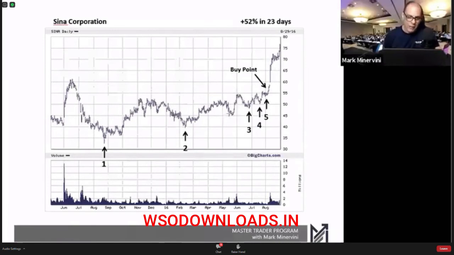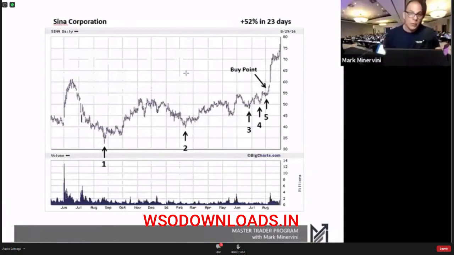It doesn't really matter if you count it 3 or 4. It's not really relevant. It doesn't matter if it's 3, 4, 5. But the main thing is that it's tightening up from left to right, and you can see right here when it gets that last tightening, look how tight it is. I mean, we're talking about it fluctuating in just a few point range on a $55 stock, and then you can see how it just explodes out of here, and very quickly you're at a gain. This went up 52% in just 23 days.